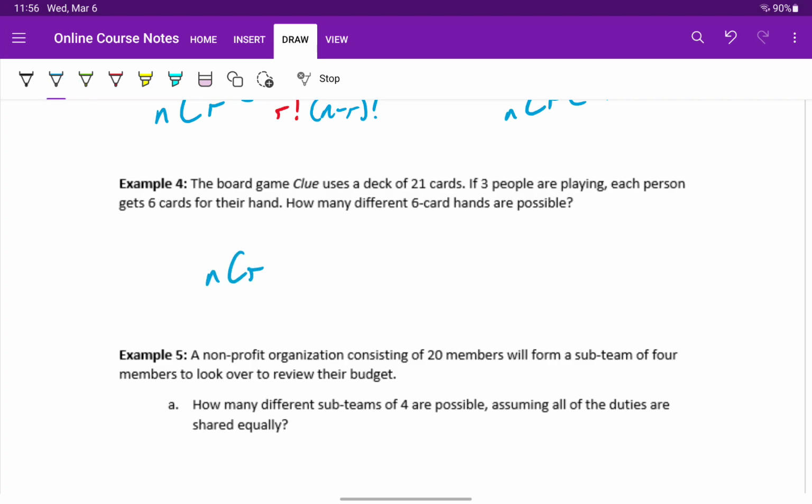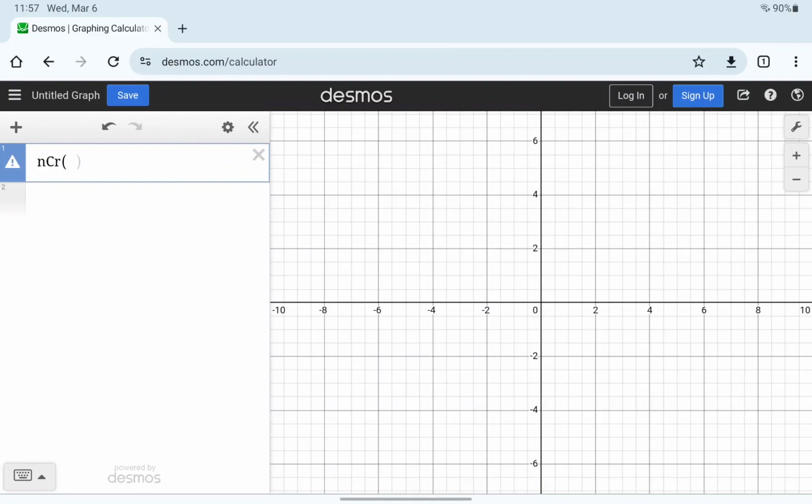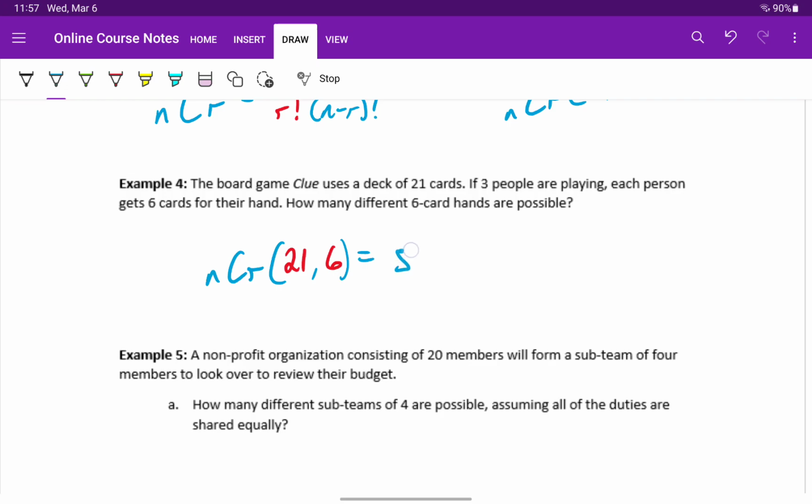This would be a case for combinations, since no 2 people can get the same card. The same card can't be dealt twice. We know selection is occurring without replacement. And order doesn't matter, because it doesn't matter what order you get your cards in. You can move them around in your hand. It's irrelevant. So out of 21 cards, how many ways can we get a hand with 6 cards? In Desmos, we literally have nCr typed in with a capital C, and we'll type in 21, 6 to get 54,264 possible combinations.